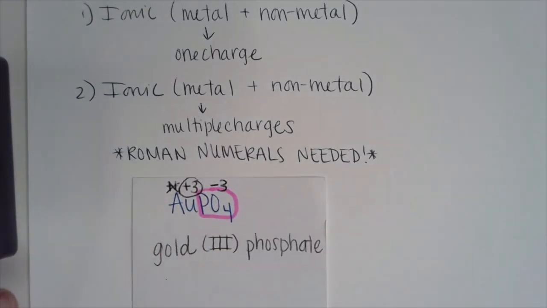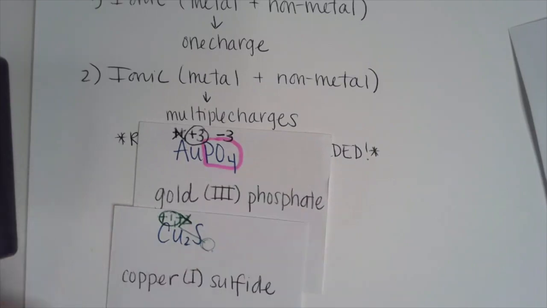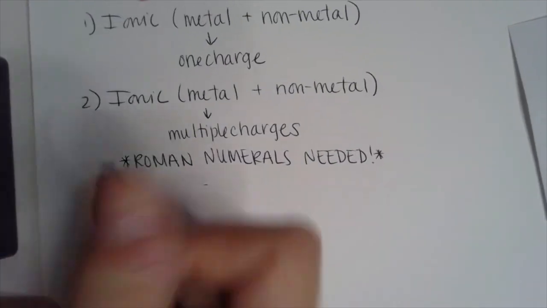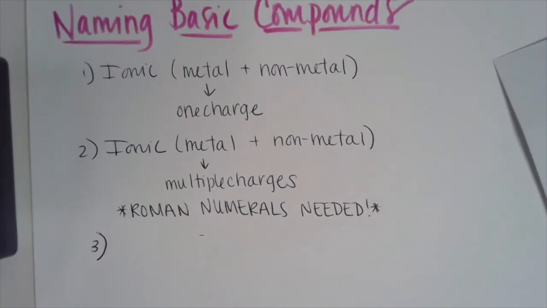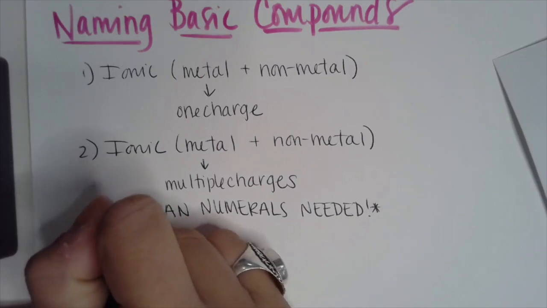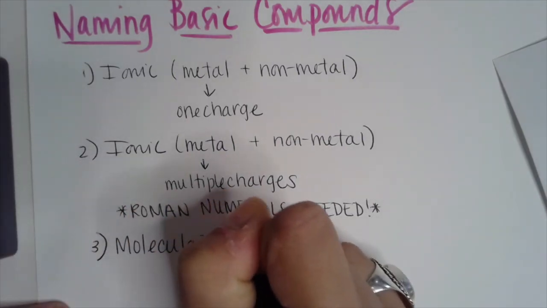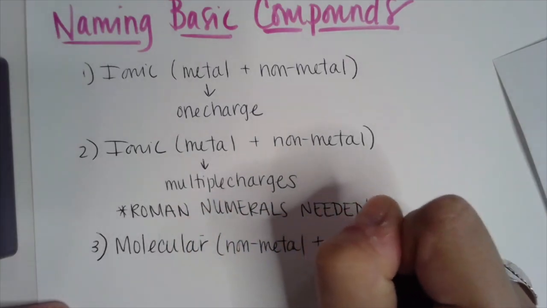So there are 2 examples for how to name with metals that have more than one charge. You do need to say what the charge is. Now, sometimes you might not have an ionic compound at all. You might have molecular compounds. And molecular is when you have a nonmetal bonded to another nonmetal.